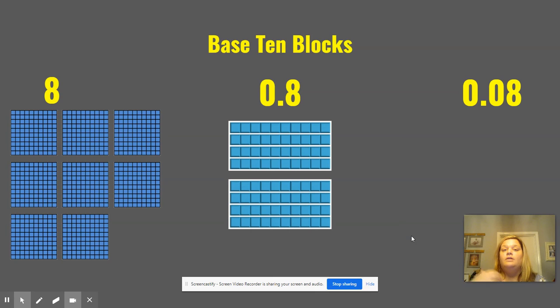Okay, now let's keep this going. How many unit cubes would I need for 8 hundredths? Okay, if I needed 8 flats for 8, 8 rods for 8 tenths, how many cubes would I need for 8 hundredths? That's right, 8. So 1, 2, 3, 4, 5, 6, 7, 8. So this is what these rods represent, and the cubes and the flats. So if you ever have these, that's what it means.